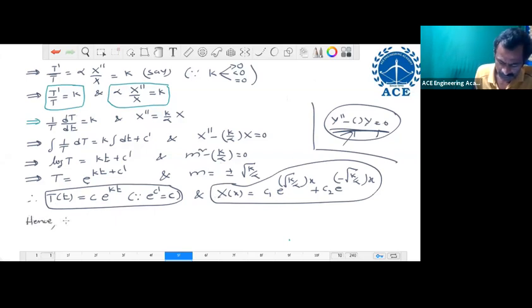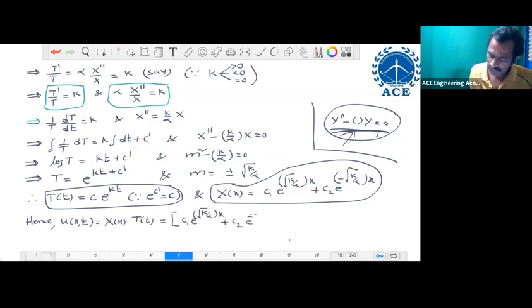Hence, u of x comma t equals X of x into T of t, which equals, in place of X of x, C1 e power under root of k by alpha into x plus C2 into e power minus under root of k by alpha into x. Next, in place of T of t, c into e power kt. This is a general solution of equation 1.